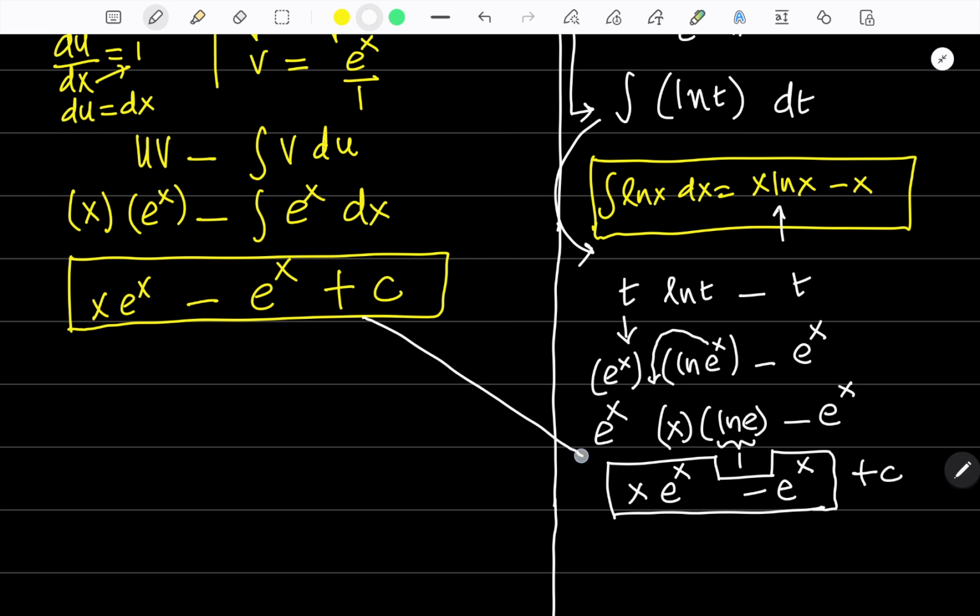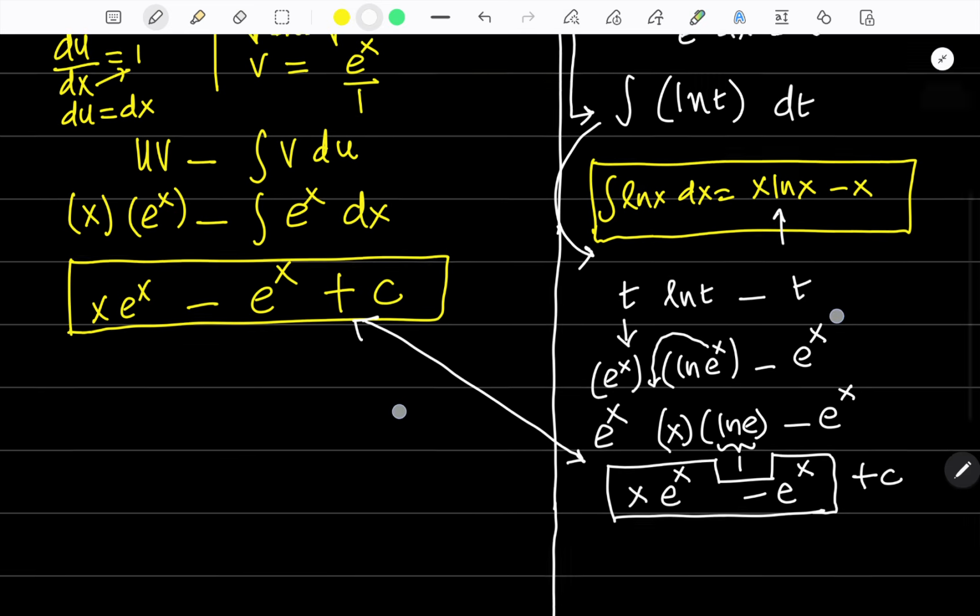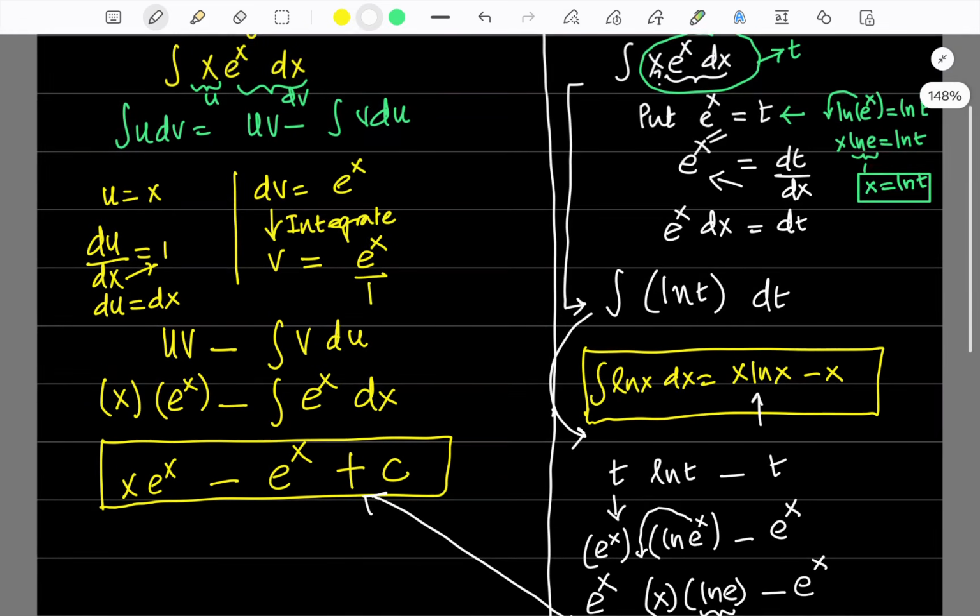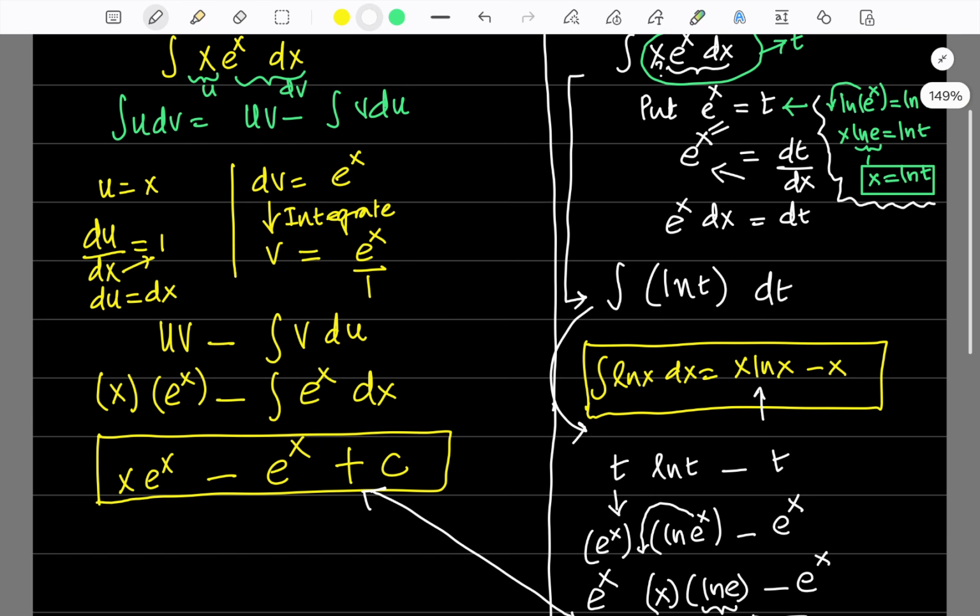Now look at your answers here: x e power x minus e power x plus c. Both the answers are the same. So now the question comes: teacher, why in particular questions are you using integration by parts and in some questions the substitution method? Most of the places I use the substitution method, and in some places I use integration by parts. Why? You will find it difficult to find the x value using logarithms. That is why I use the integration by parts method. So you are allowed to use any method. Either you can use integration by parts or you can use the substitution method.